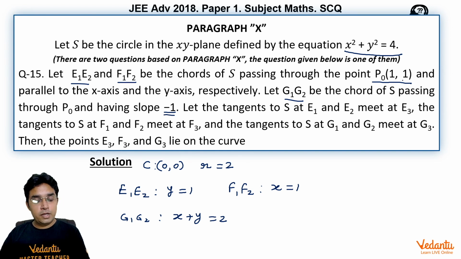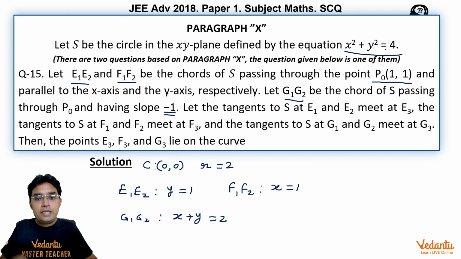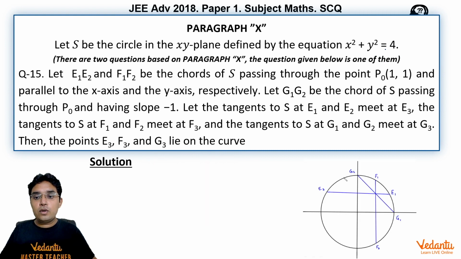passing through 1, 1. Now this G1, G2 will have x-intercept and y-intercept both to be 2, which means it will meet x-axis and y-axis at those points where circle will be meeting at positive x-axis and positive y-axis. So considering all these things, my diagram should look like this.